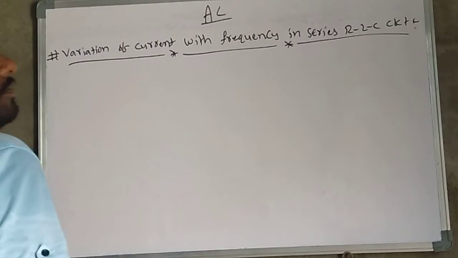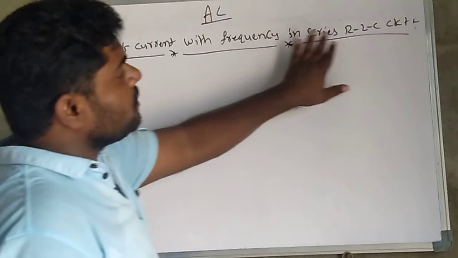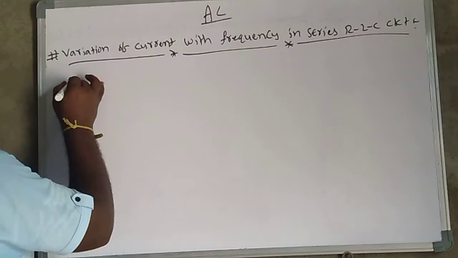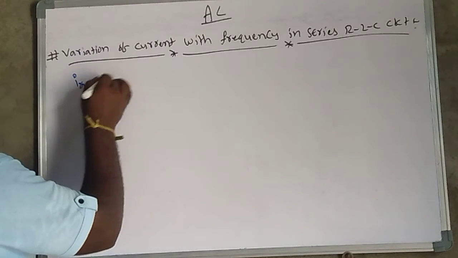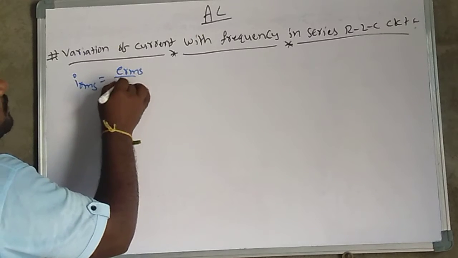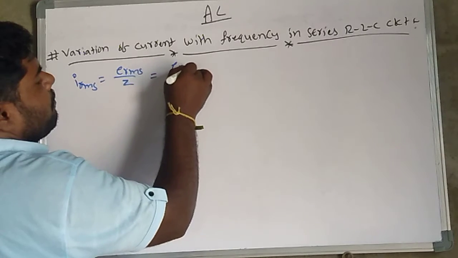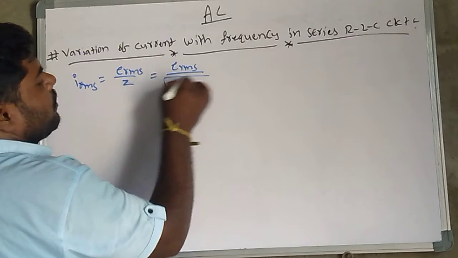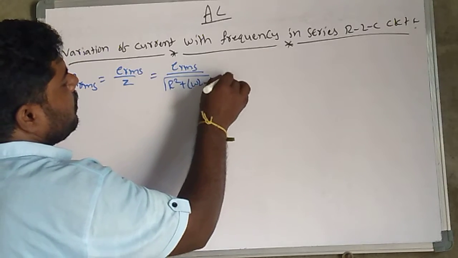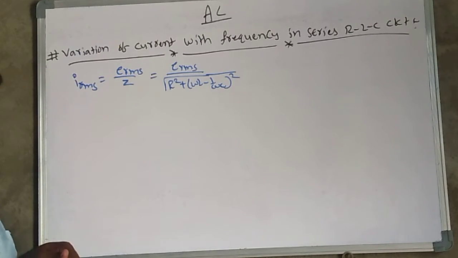Based on the previous concept, we are going to discuss the variation of current with frequency in a series RLC circuit. Already we know that I_RMS is equal to E_RMS divided by impedance Z. In an RLC circuit, that is E_RMS divided by the square root of R squared plus (omega L minus 1 by omega C) whole squared. We already discussed this situation in the last class.